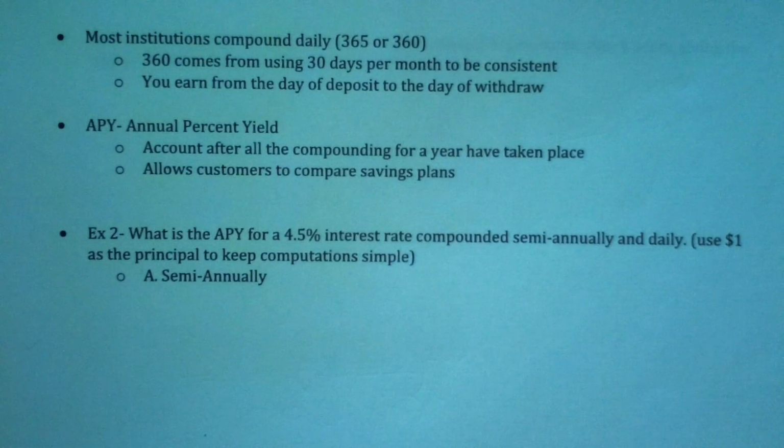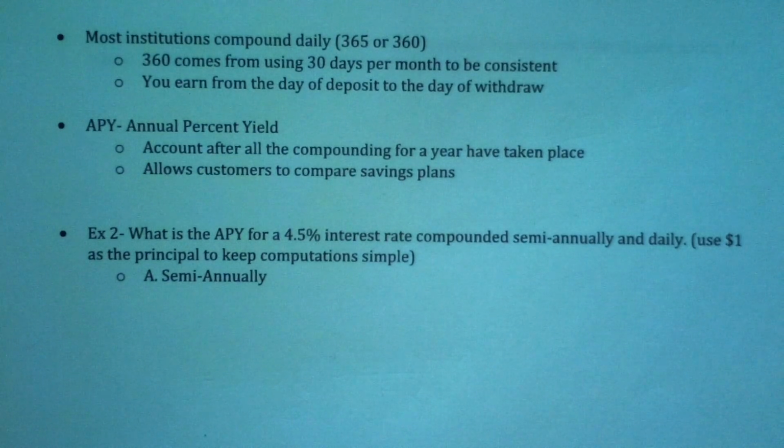So look at that one. It says, what is the APY? So again, annual percent yield, for a 4.5% interest rate compounded semi-annually, so twice a year, and then daily, so every day. What we're going to do is use $1 as our principal for a couple reasons. One, to keep it consistent for both of our plans here, and also, if we're using $1, it makes the math really easy because one-times calculations are easy. So that's typically what you want to use here.